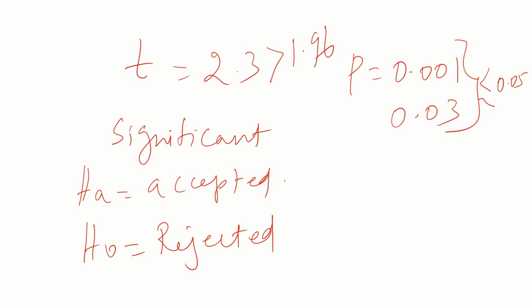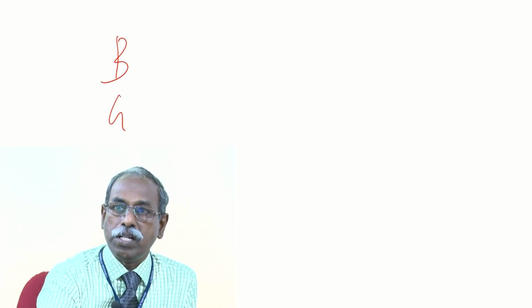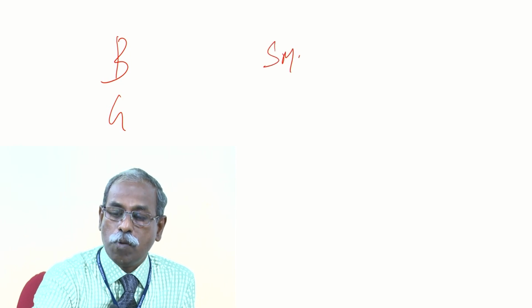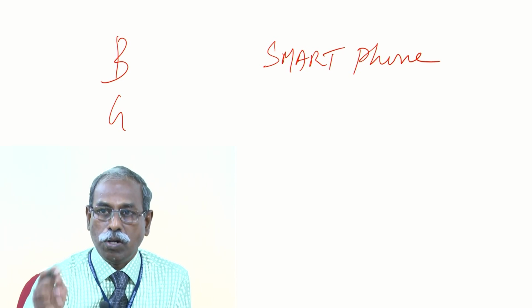What is the conclusion here? HA is accepted means either the junior engineer has a high level of stress coping skill when compared with the assistant engineer, or the assistant engineer has a high level of stress coping skill when compared with the junior engineer. Take the previous example, smartphone addiction compared between boys and girls. You want to test their smartphone addiction.